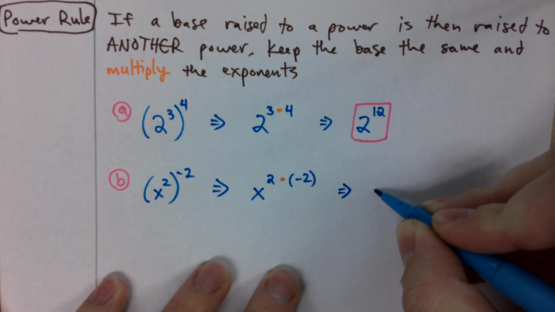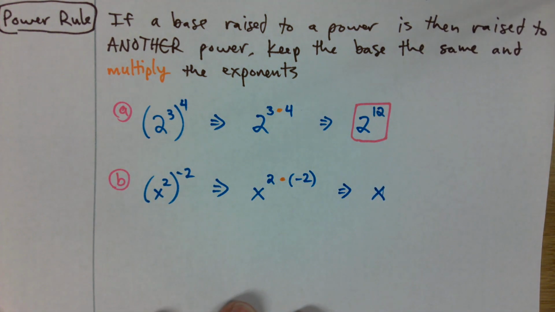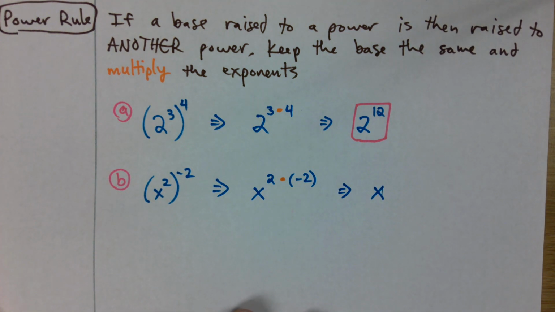What's positive 2 times negative 2? Noah? Negative 4. Awesome. Great job. Negative 4.